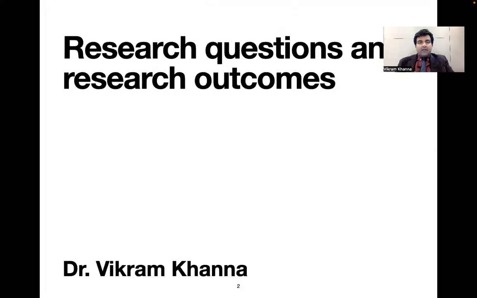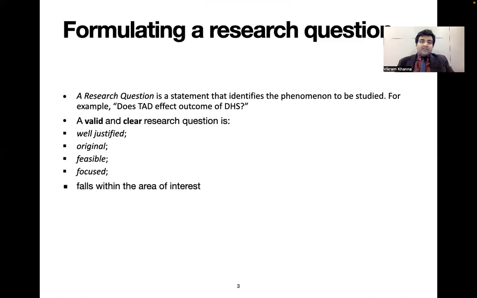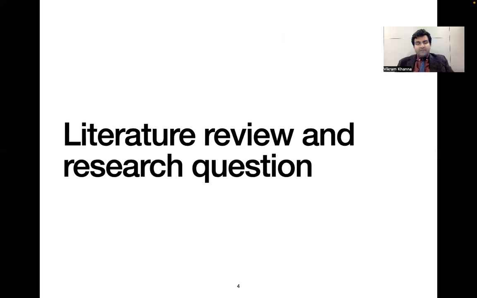Vikram Khanna, and I'll be talking about research questions and research outcomes. A research question is a statement that identifies the phenomena to be studied. For example, does tip apex distance affect the outcome of DHS? A valid and clear research question is well justified, original, feasible, focused, and falls within the area of interest.